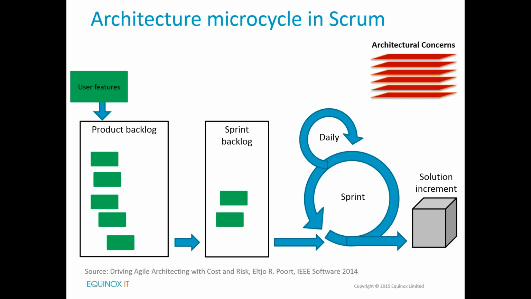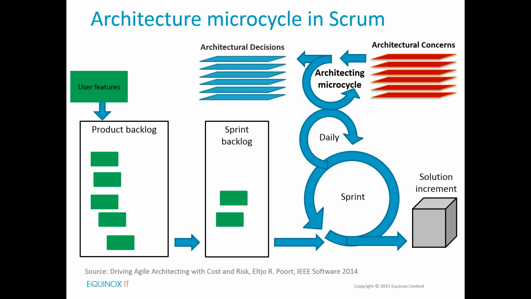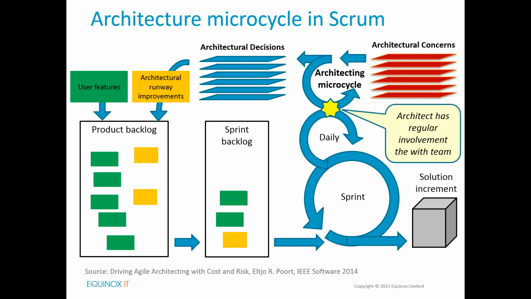Okay, so we have these architectural concerns as from the previous slide. We have the architecting microcycle, which is identifying and prioritizing the architectural concerns, researching and trying solutions and deciding the best fitting solution. Then you essentially have the architectural decisions, and then feeding into the product backlog and moving through to development and the impact on development. I think a key point of this is showing that engagement model where the architect has regular involvement with the team. It doesn't have to be daily as this sort of implies, but the point is they should be involved.